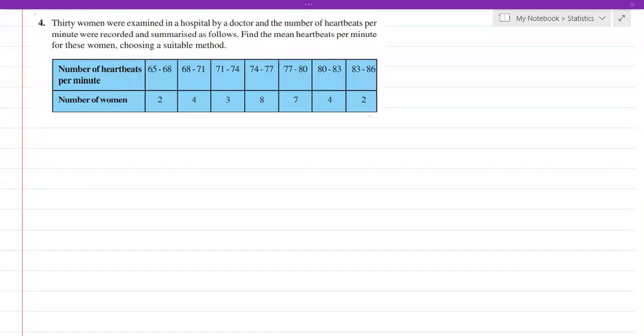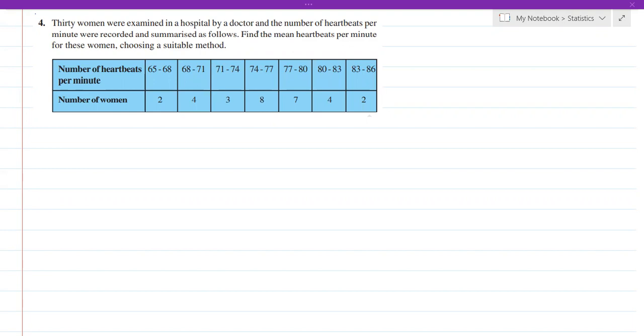Hello students. So let's continue problems on statistics. That is, we are solving problems on mean, that is finding mean. So 30 women were examined in a hospital by a doctor, and the number of heartbeats per minute were recorded and summarized as follows. Find the mean heartbeats per minute for these women, choosing a suitable method.